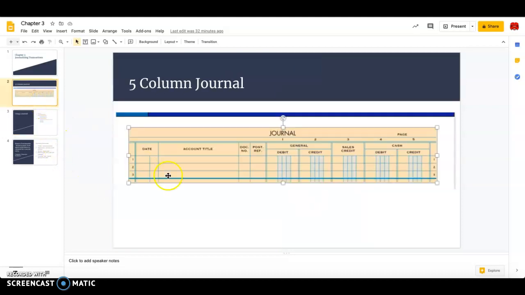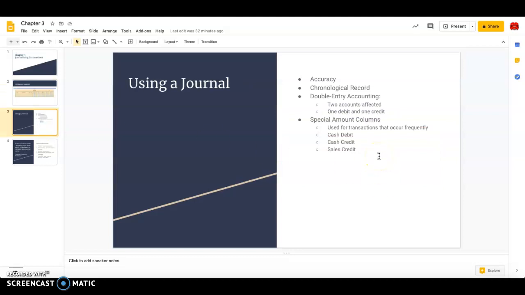If you look back at our journal, here's sales credit. The only number that's going to go in this column is a sales credit. The only number that's going to go in cash debit is if we receive cash, and every time we pay cash, it's going to go in cash credit. If the number we're worried about does not go in one of these columns, then we will be using what are called our general debit and credit columns. Special amount columns are a really nice thing that journals allow us to do to make it easy for ourselves as we're doing our accounting.